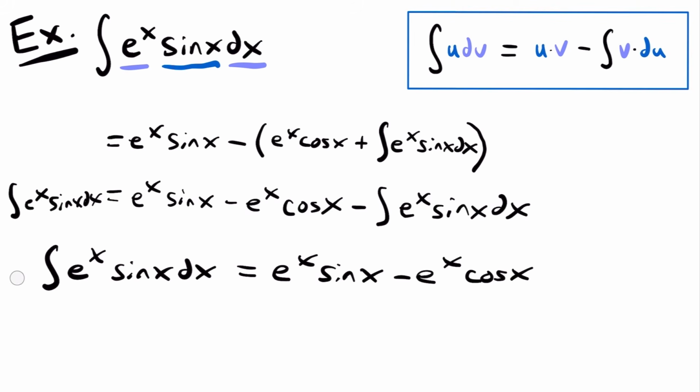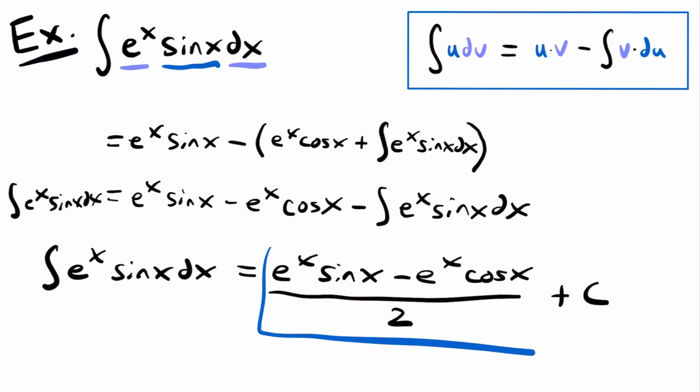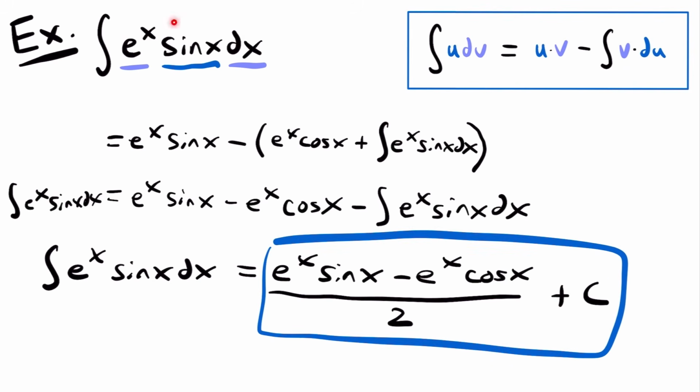So if we do that, this 2 will cancel out, and then both of these terms will be divided by 2, and now we have that the integral of e to the power of x times sine x dx, which is what we started with, that's what we want to solve, is equal to this expression. All we're missing is a plus c. And now this is the solution to this integral.